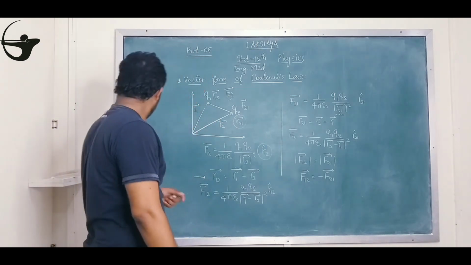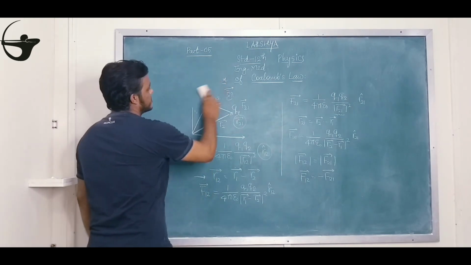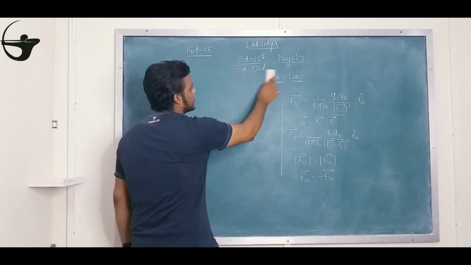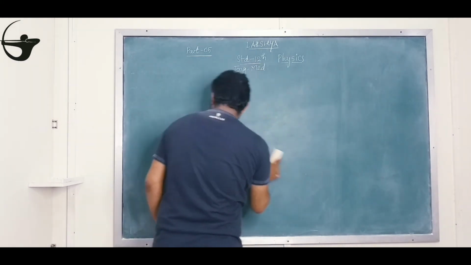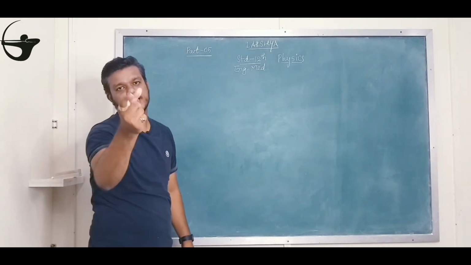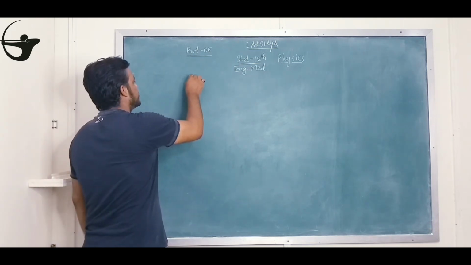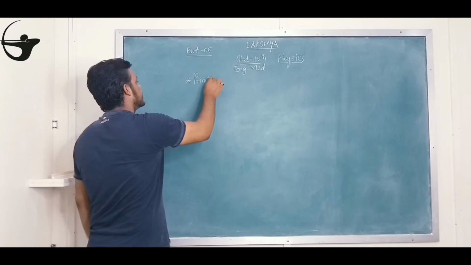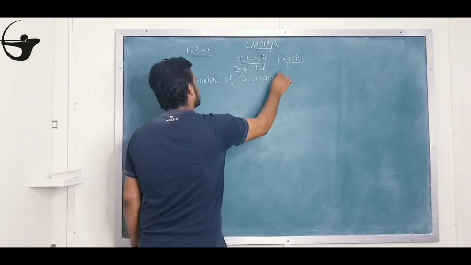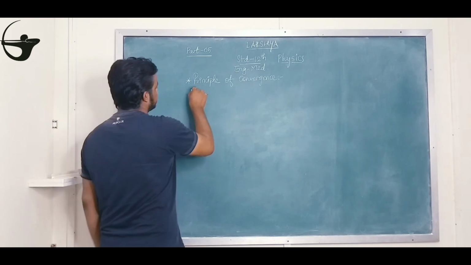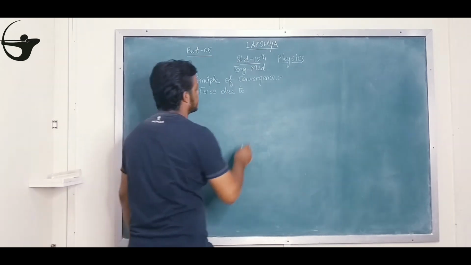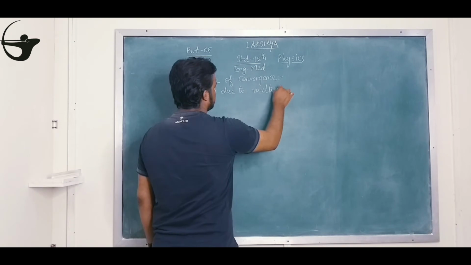Now we will move further. When the situation is such that more than two charges are present in a system, and we have to find the total force by all the charges on a single charge, this is called the principle of superposition, or force due to multiple charges.